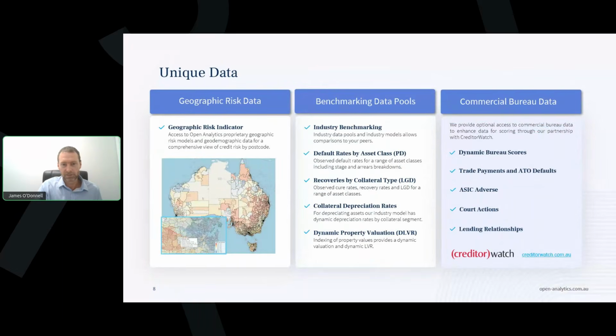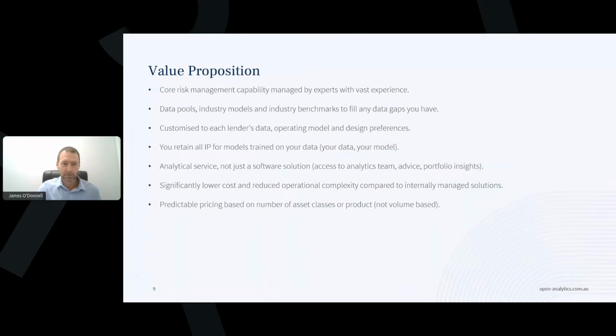The unique data I mentioned, I probably didn't talk about it too much. I mentioned the geo risk, but we've got quite good data pools. Where that's useful is that a lot of lenders will have enough data in some areas to calibrate models and not in others, particularly on the LGD side. We've got good data pools that really help plug any data gaps.